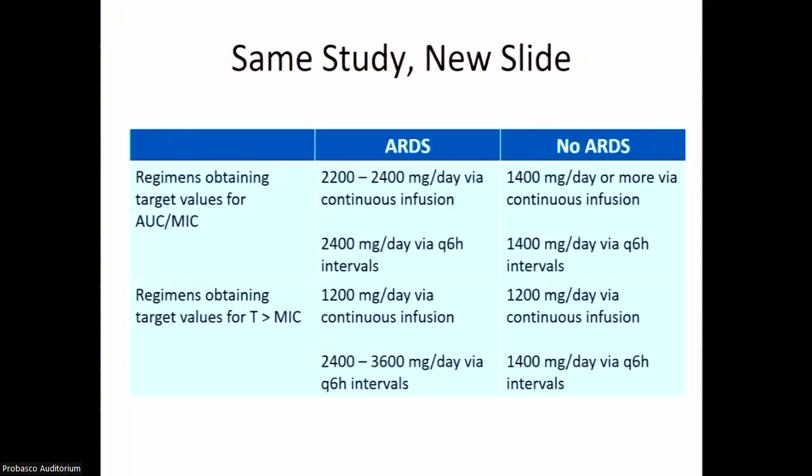But for patients without ARDS, the doses that obtained the target AUC to MIC ratio with continuous infusions were over toxic thresholds for 28% of patients. Again, they were not able to identify a dose. However, when we look at 1,400 milligrams every 6 hours, they were able to obtain at least 90% of the fraction of time over the MIC and to minimize toxicity. The results of this study show us that simply adjusting the daily dose of linezolid or the manner in which it is administered may help with target attainment, but may not be feasible in relation to its propensity to cause toxicity.